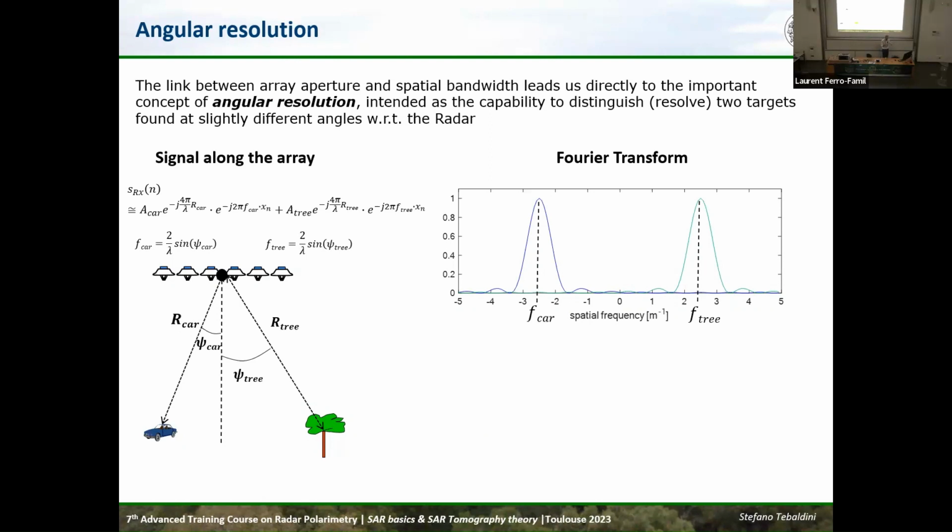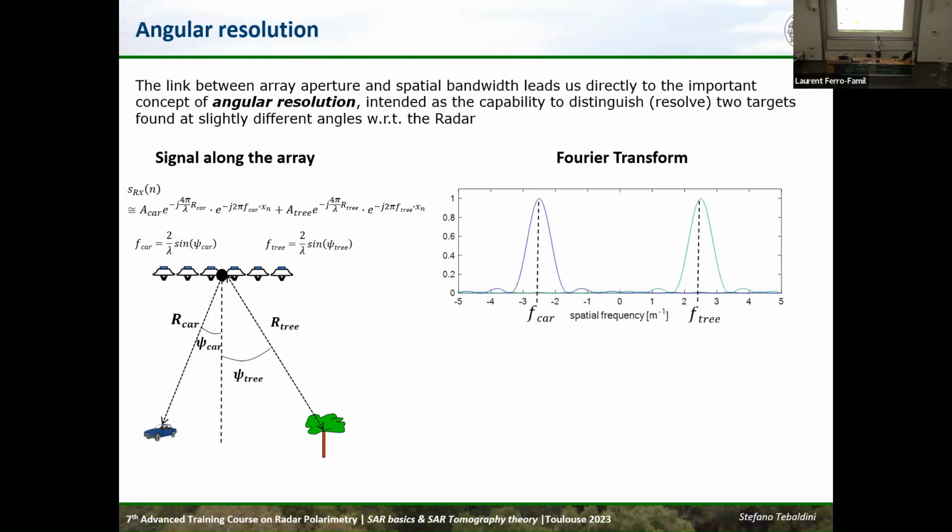And we reason exactly in the same way. So we say that there are now two targets. There's a car and there is a tree. And those two targets are even at the same distance from the sensors, but under two different angles. So if we play the same game, so we compute the Fourier transform along the spatial dimension, then we get two peaks. And by seeing that we have two peaks, then we can tell that there are two targets at different angular positions.